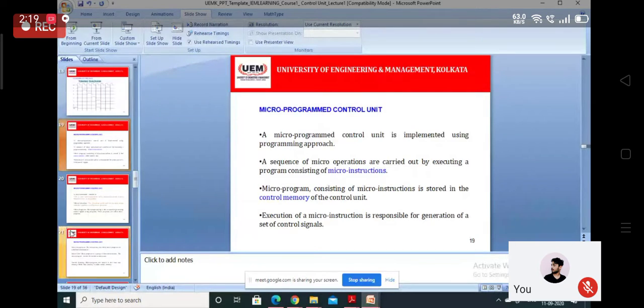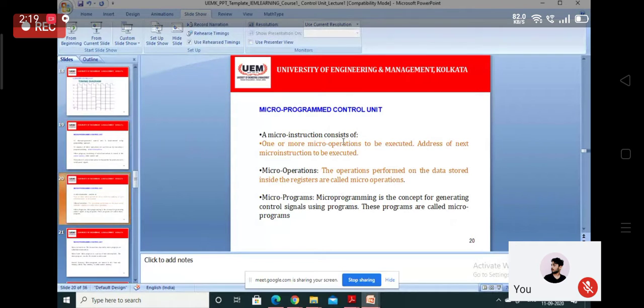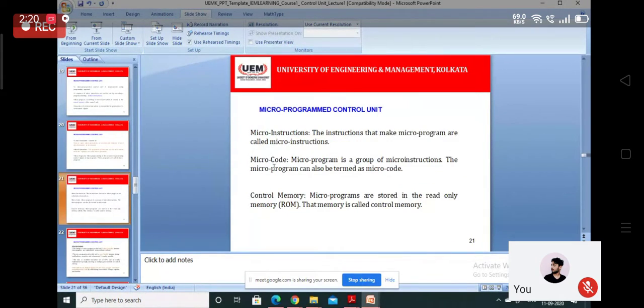Okay. Now, these are the few things. The next slide also has written what is a micro instruction and what is a micro program. A micro instruction is a smaller instruction, a micro program is the collection of micro instructions, and a micro operation is the operation performed by the micro instructions. Okay, so these are the theoretical part. The conceptual part I have told you.